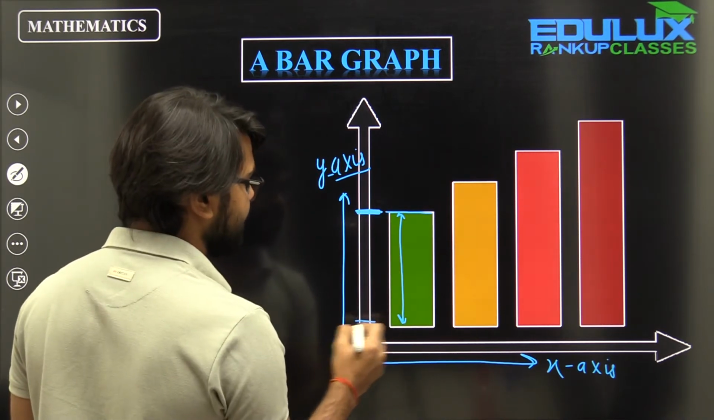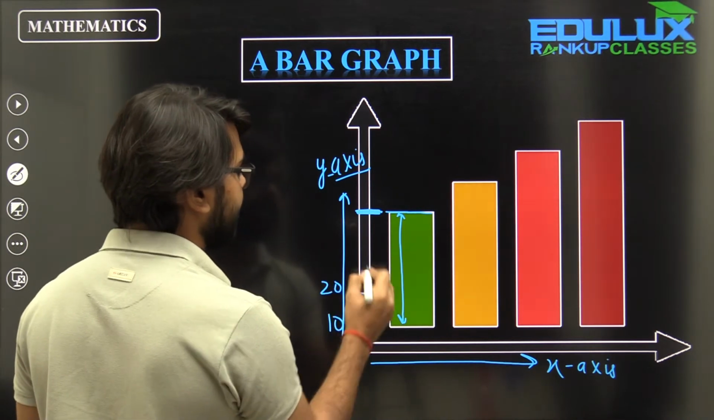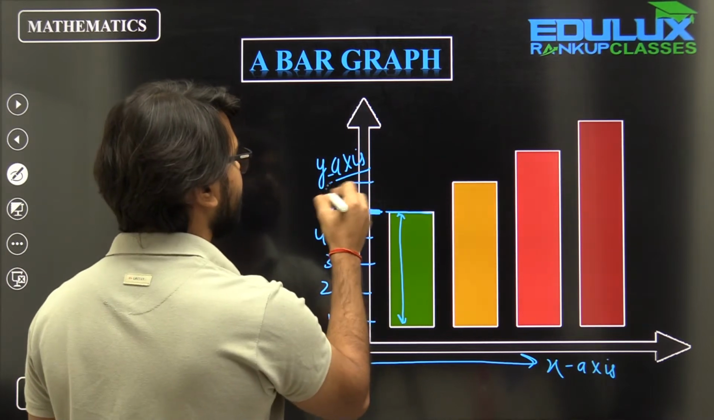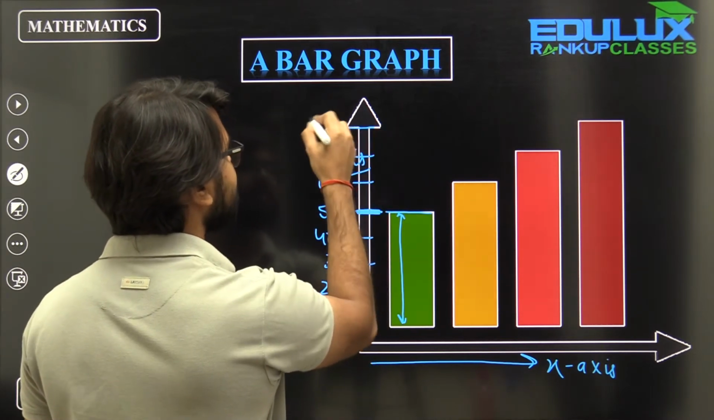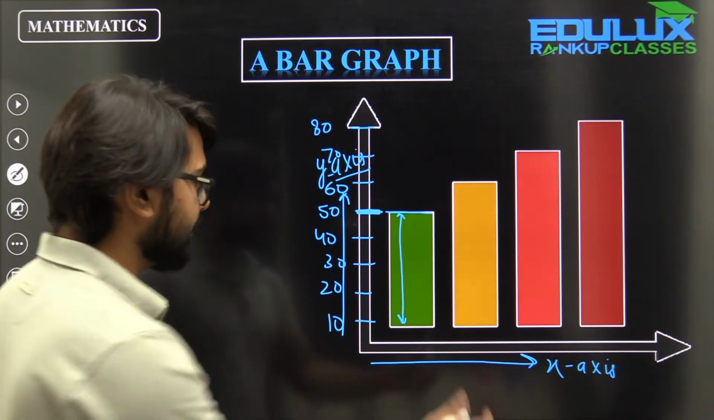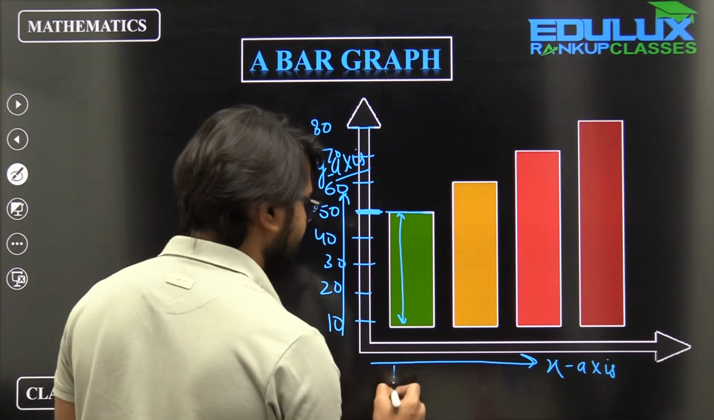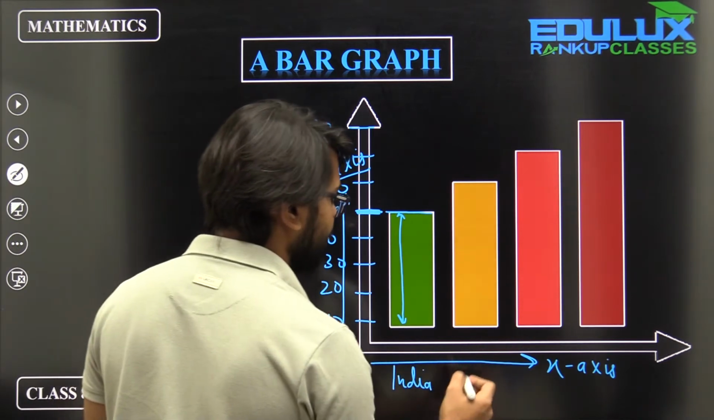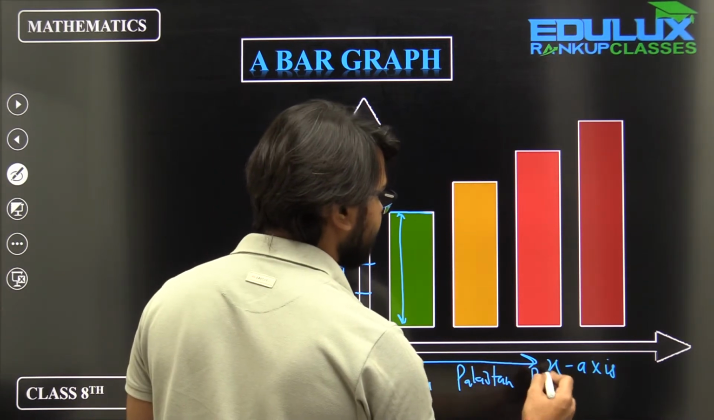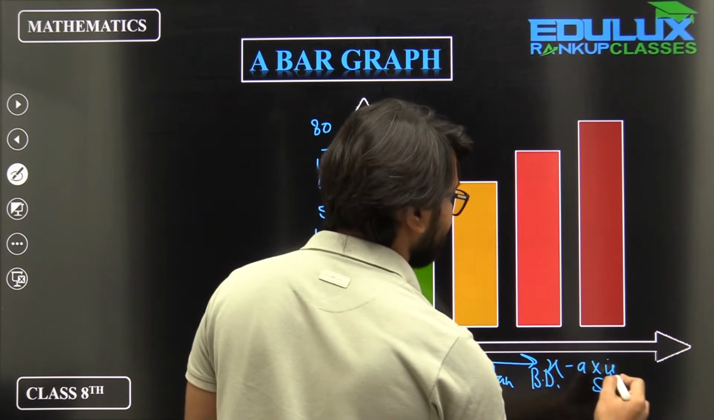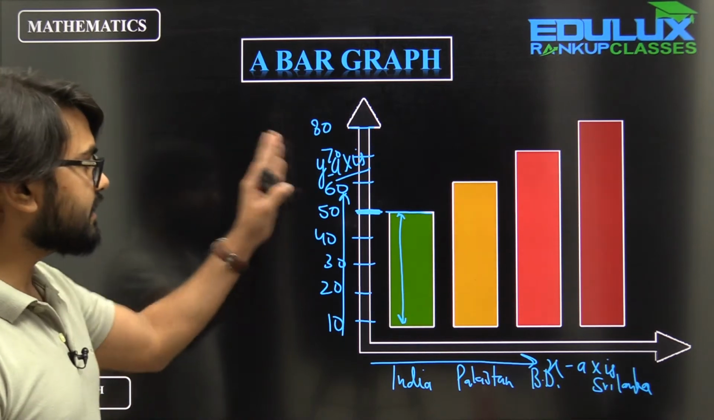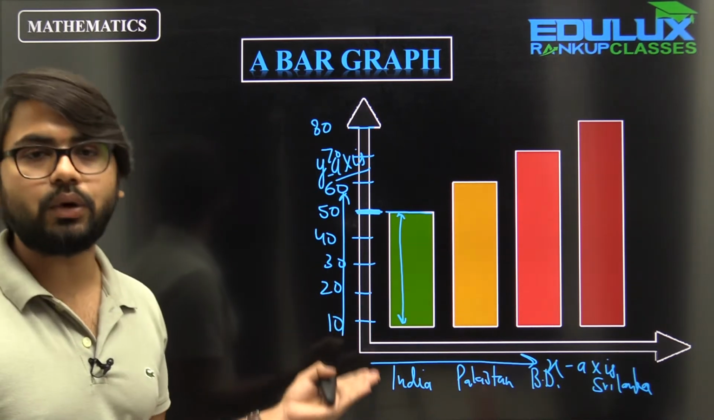If it is given that this is equal to 10, this is 20, 30, 40, 50, 60, 70, and last is 80, along the y-axis, and along the x-axis it is given that this is India, this is Pakistan, Bangladesh, and this is Sri Lanka. So four countries are given here. And this is the number of people that are liking mangoes in these countries.